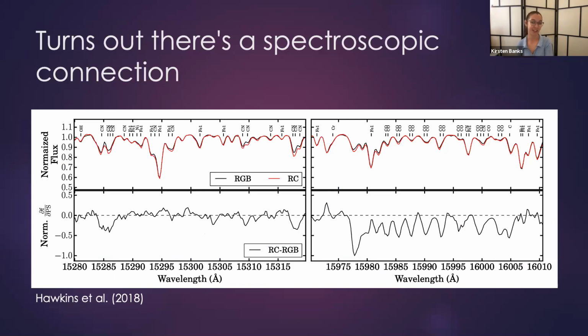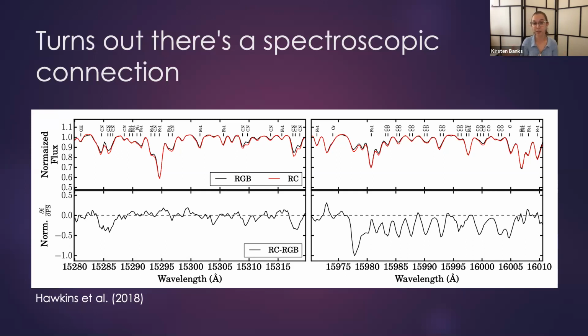Now, fortunately, as it turns out, there is a spectroscopic connection that can be utilized to effectively determine these asteroseismic parameters and therefore distinguish between red clump and red giant branch imposters with less than 2% contamination as well. Now, this figure here is from Hawkins et al. 2018 and shows a comparison between the stacked spectra of 5 red clump stars in red and 5 red giant branch stars in black from the APOGEE survey, all with similar surface features, and at which wavelength pixels are most sensitive to this period spacing, which is pictured in the lower panels of this figure.